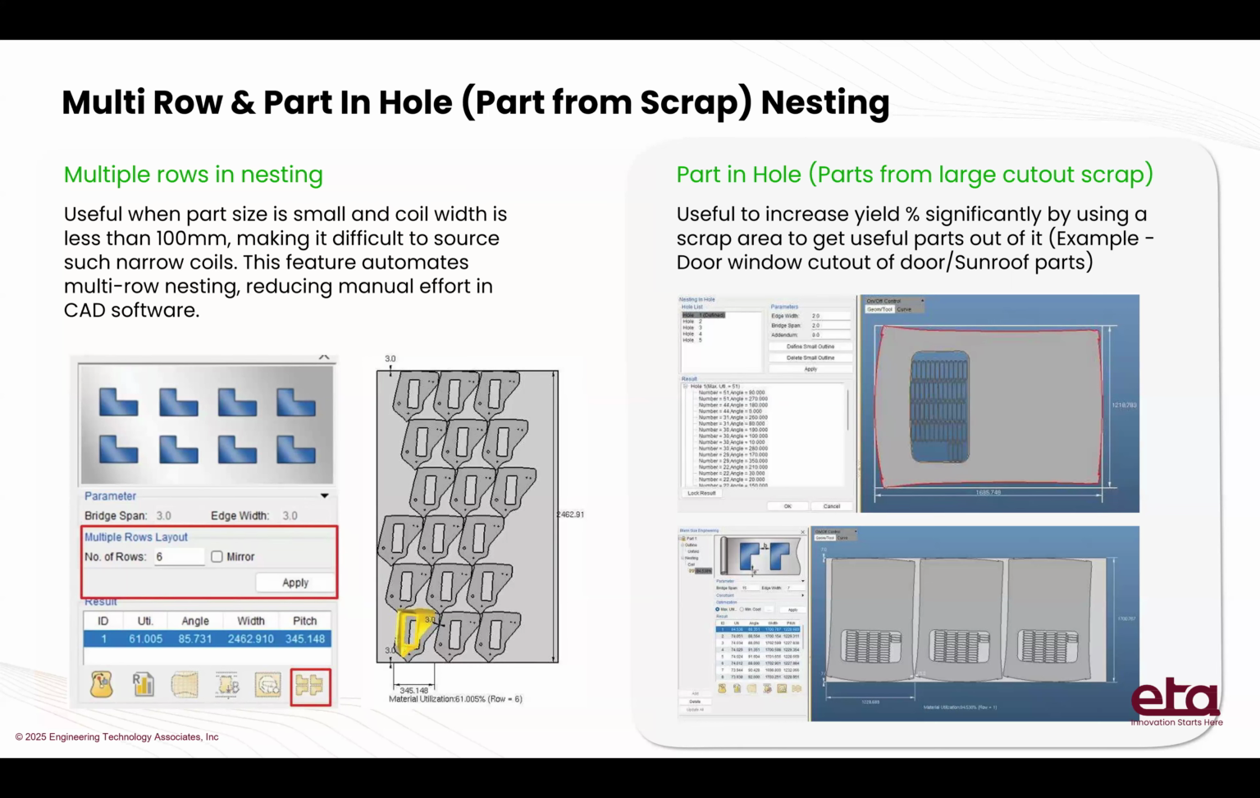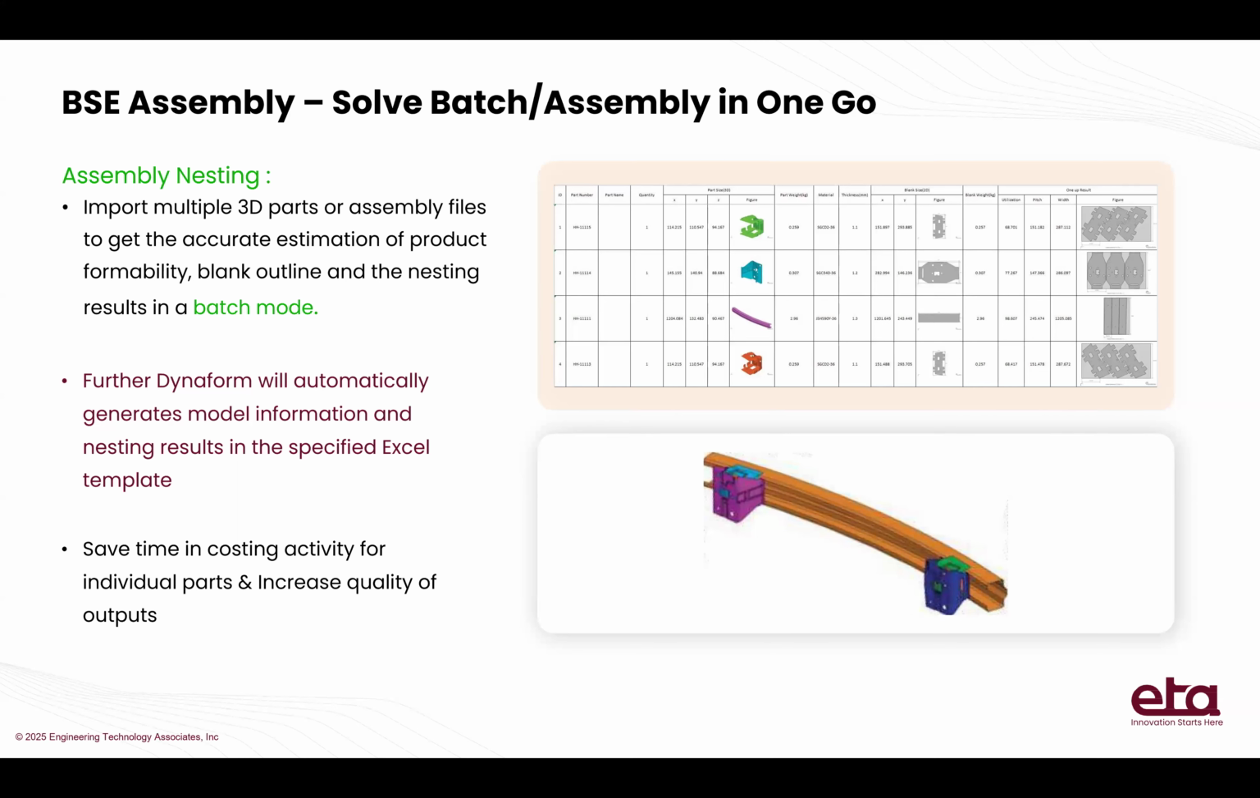It imports multiple 3D parts or assemblies to evaluate the formability, blank outline, and nesting in a batch mode. This is what the BSE assembly does. Instead of doing them part by part, the user just needs to import the BOM for defining the materials for each part. With one click, all parts in the assembly will be unfolded, nesting will be run, and the report will be created automatically. This saves time in costing activities and increases the output quality.